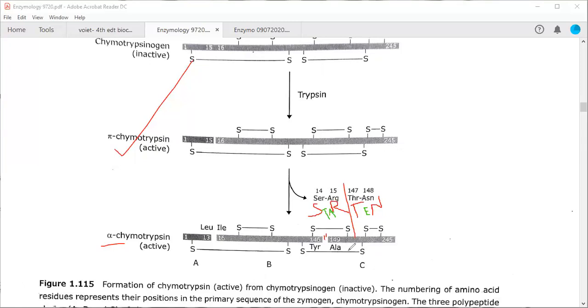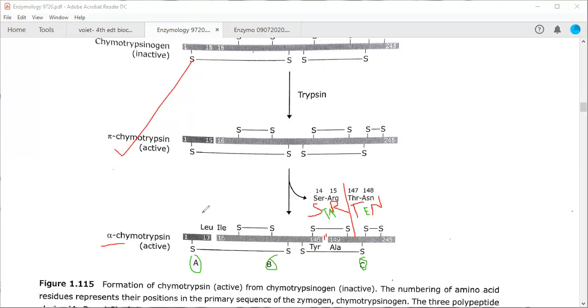Sometimes a question comes like this: name these amino acids. The amino acids left over in the active enzyme form three chains now, A, B, and C. This may be a direct question. The active alpha chymotrypsin is made up of three chains, connected by disulfide bonds. There are two disulfide bonds between B and C, and only one disulfide bond between A and B. The other two disulfide bonds are present within the chains. You need to remember this also.